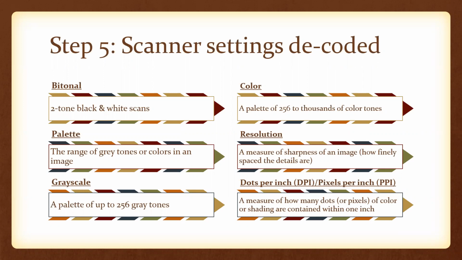Fifth is resolution, which is a measure of sharpness of an image and how finely spaced the details are. And then lastly, and this one's probably not the most important, but very important, is dots per inch, or DPI, or pixels per inch, PPI. And this is the measure of how many dots or pixels of color or shading are contained within 1 inch. So these terms are often used interchangeably. They mean exactly the same thing. The more dots per inch, the finer the image and the larger the file size.